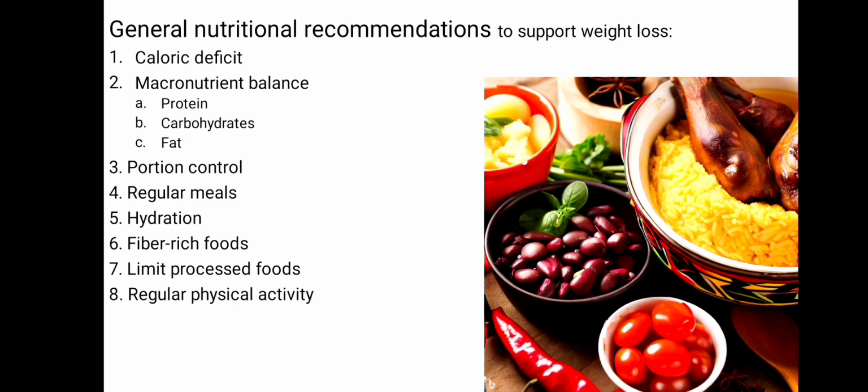Then your portion control, you can't underrate that for weight loss. Regular meals will help you to have a good metabolic rate. Some people think skipping meals, not eating in the afternoon, eating once in a day is what works for weight loss. It doesn't. If it works, it is temporary.